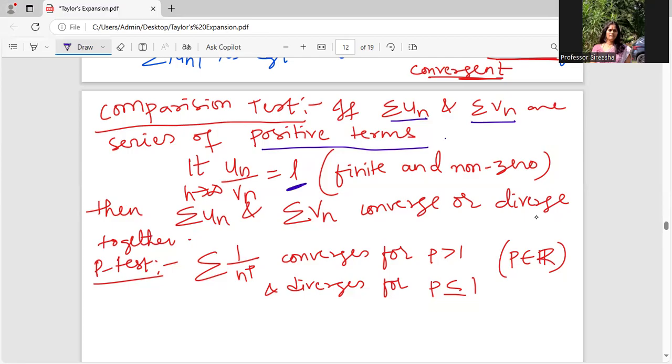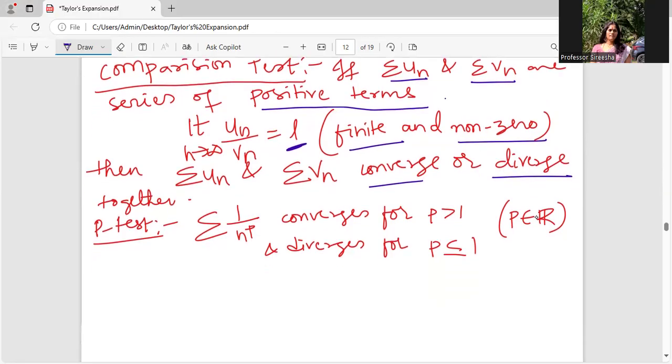If I get the value of the limit to be L, and if that L turns out to be finite and non-zero, then both summation un and summation vn converge or diverge together. That means one of the series' characteristics I will know, using which I will predict the other one.